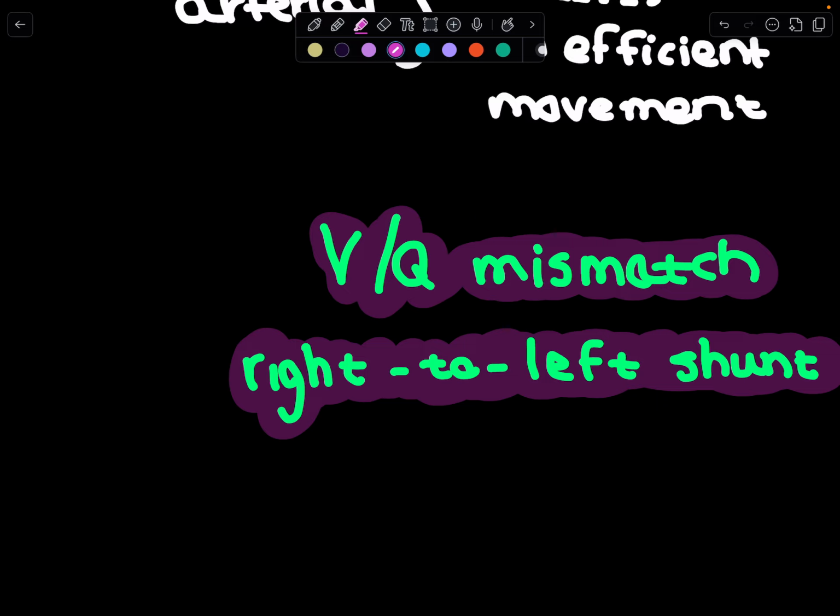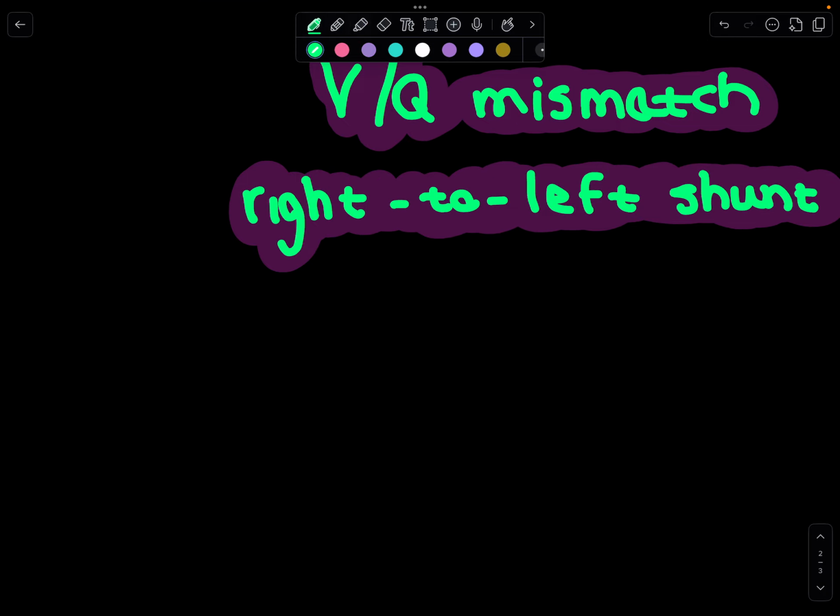Okay, now let's talk a bit about regional differences in ventilation. So in the lung, not all regions have the same ventilation. Explain why this is the case.